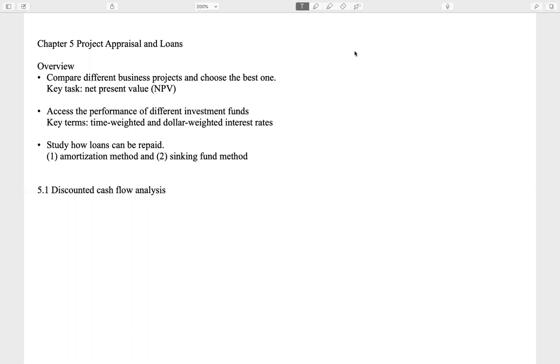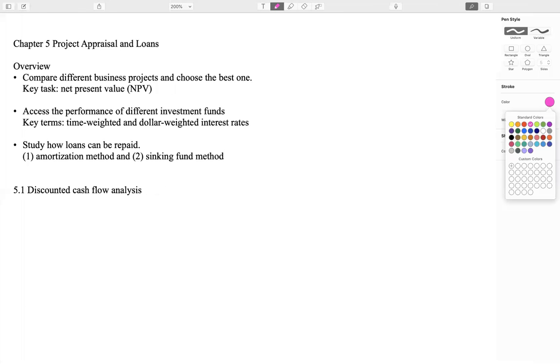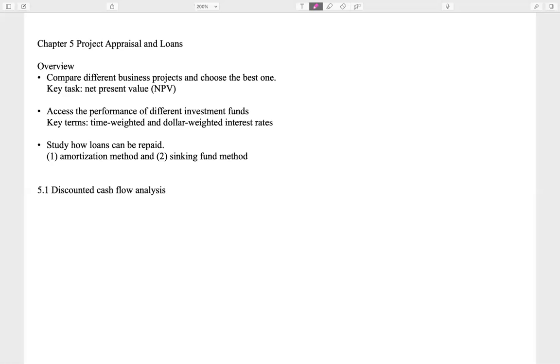Here we are going to apply the so-called net present value framework. This is the so-called NPV. So this is what we call the NPV method. That is the first objective.